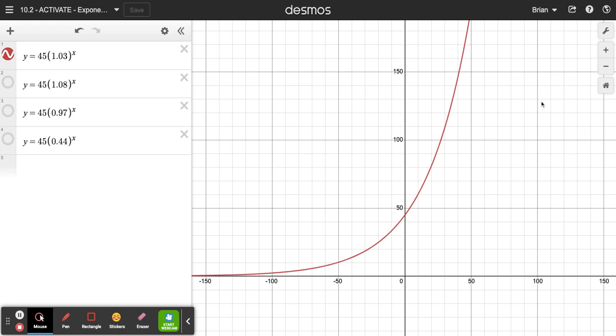I wanted to take a moment to compare some exponential functions that might look very similar to one another, but have some key differences, and those key differences lead to key differences in the graph.